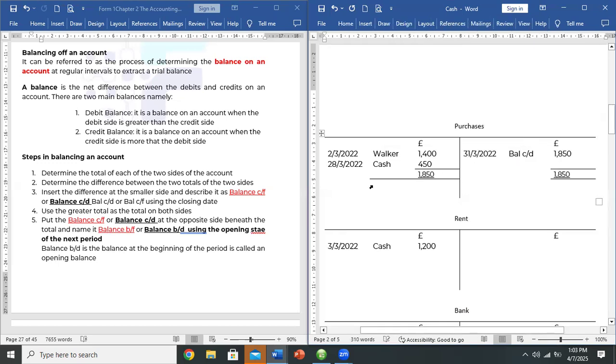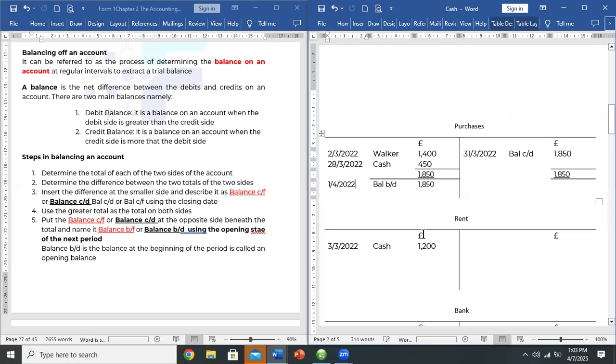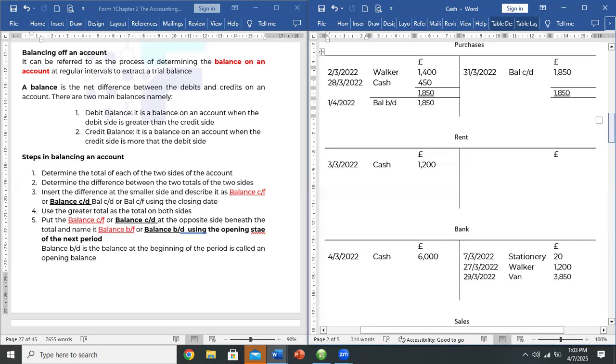You bring the carry down to the opposite side under the total and call it brought down. So balance brought down 1,850. You put the opening date, 1st April 2022. So it's very simple to balance off an account, right? Professors, any question? No.